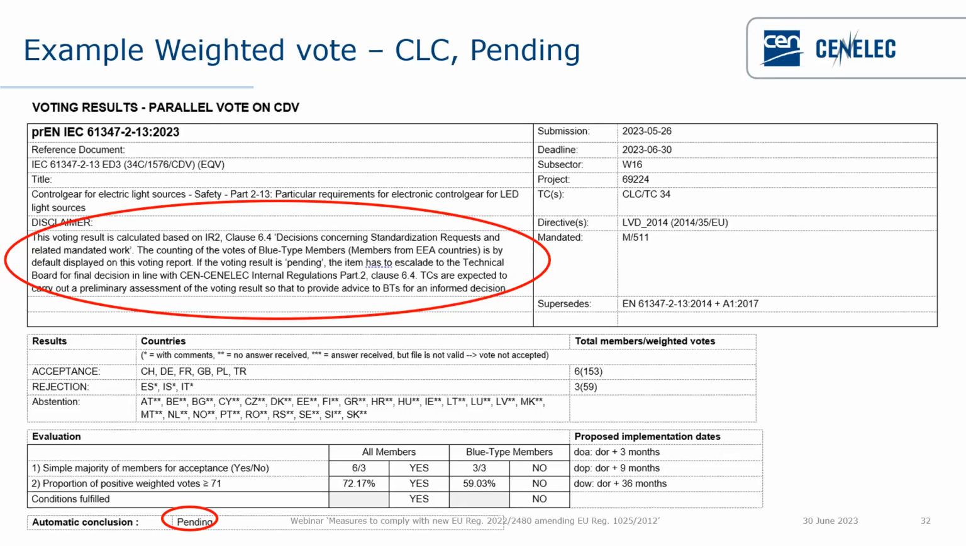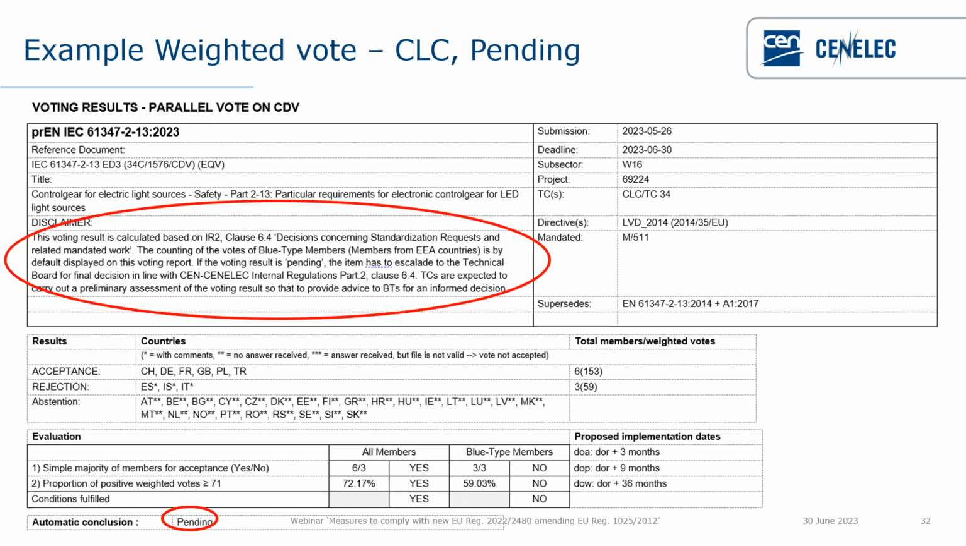The counting of the blue type members is by default displayed on this voting report. If the voting result is pending, the item has to escalate to the technical board for final decision aligned with CEN Regulation Part 2, 6.4. TCs are expected to carry out a preliminary assessment of voting results so that to provide advice to BTs for an informed decision. And this second part has been added also to remind the TBOs on what is expected in case of pending, because pending is the only outcome where something needs to happen in order to move forward.